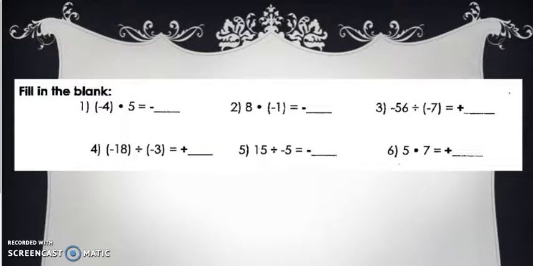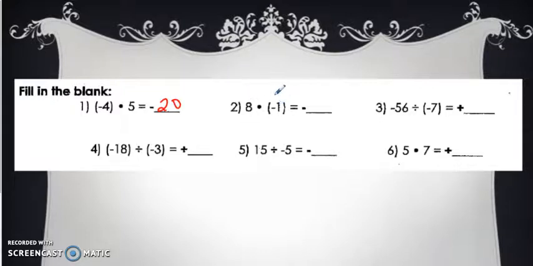Looking at the first 6 examples, the signs have already been filled in for you. This answer is negative. If you look at the signs, I have one negative, one positive, therefore our answer is negative. From there, you just do the multiplication. 4 times 5 is 20. So the answer to negative 4 times 5 is negative 20.